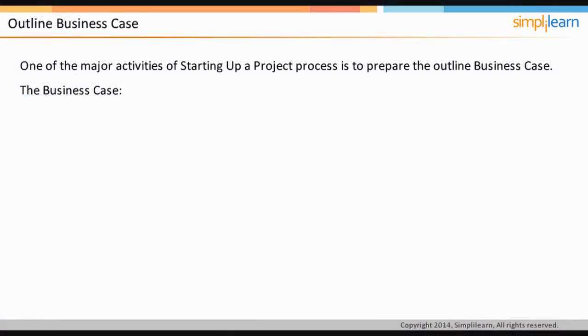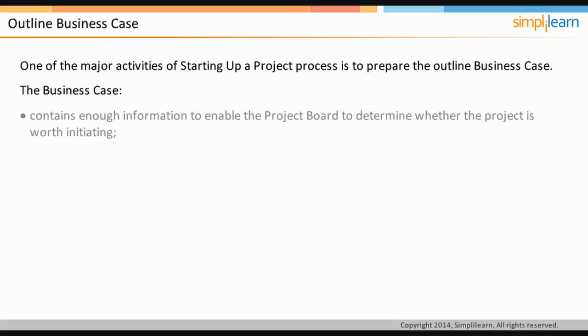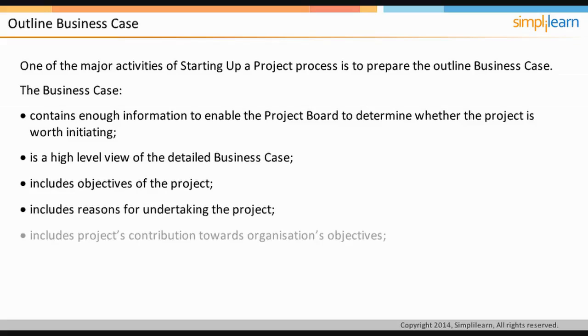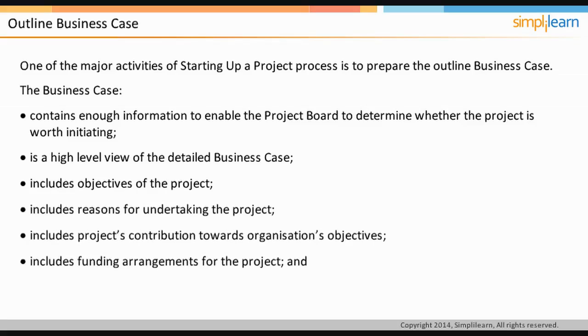One of the major activities of starting up a project process is to prepare outline business case. It is understood that it is not possible to have detailed planning of the project at the beginning. So PRINCE2 recommends to prepare an outline business case. It contains enough information to enable the project board to determine whether the project is worth initiating. It is a high-level view of the detailed business case. It includes objectives of the project, reasons for undertaking the project, contribution towards organization's objectives, and funding arrangements for the project. The detailed business case also includes the timescales and total cost of the project.